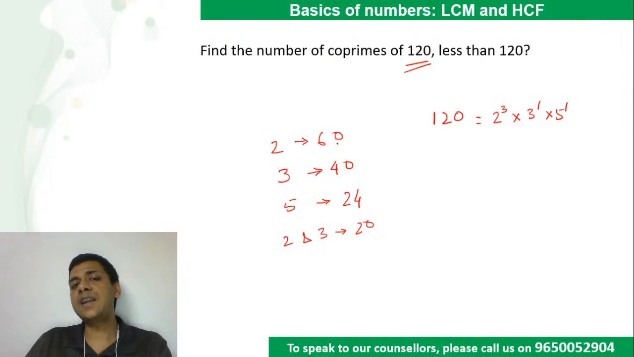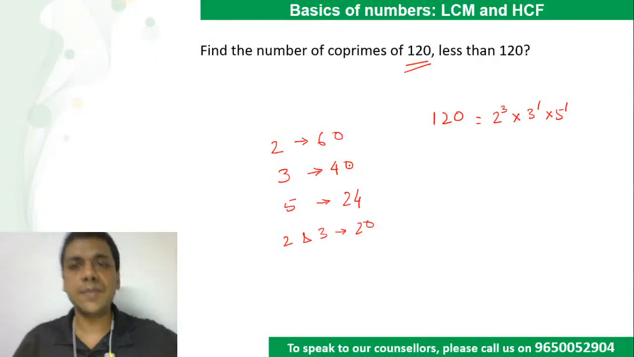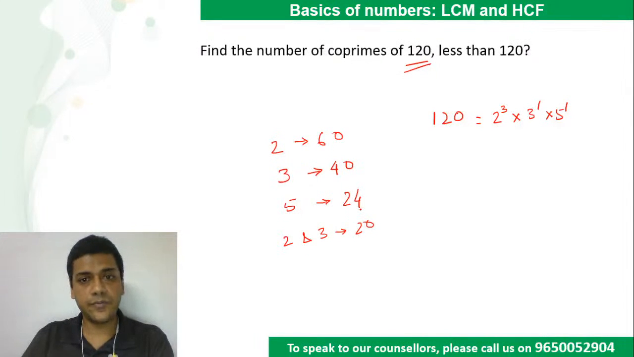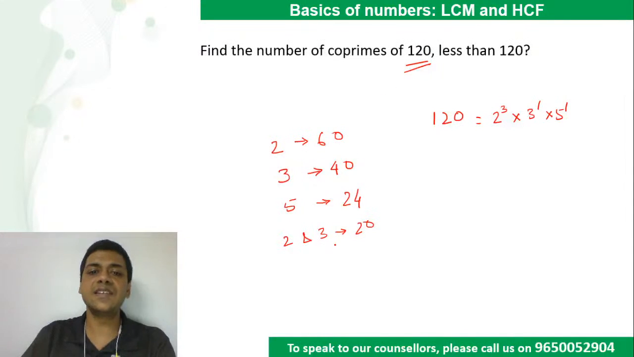Okay, and how do we get this 60? 120 upon 2. Every second number is a multiple of 2. How do we get this 40? Every third number is a multiple of 3. Every fifth number is a multiple of 5. So, if I simply divide 120 by 2, 3 and 5, I get these numbers. How do we get this 20? Divide 120 by 2 and 3 both.